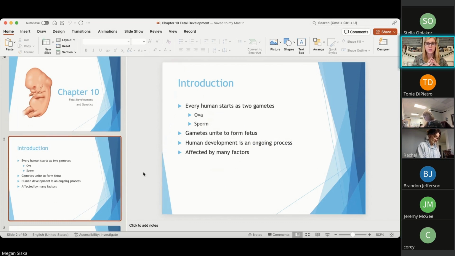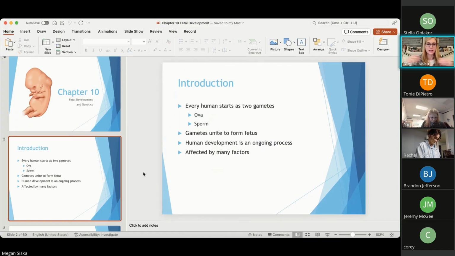So just to revisit what we've already talked about, every human starts as two gametes. This is the word I was trying to think of the other day. Gametes. Those are your sex cells. So women have ova or eggs and men have sperm. And when those two things unite, that's when a fetus will start to form.